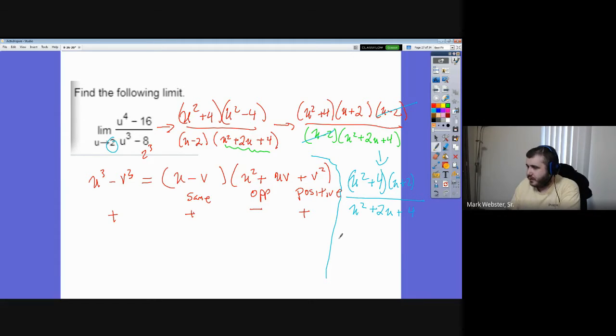So we end up with the limit as u goes to 2 of this. We're just going to plug in 2. So we got 2 squared is 4, times 2 squared is 4, 2 times 2 is 4, plus 4. We got 8 times 4, 32. 4, 8, 12. And then you can just simplify that. 8 over 3, I think.